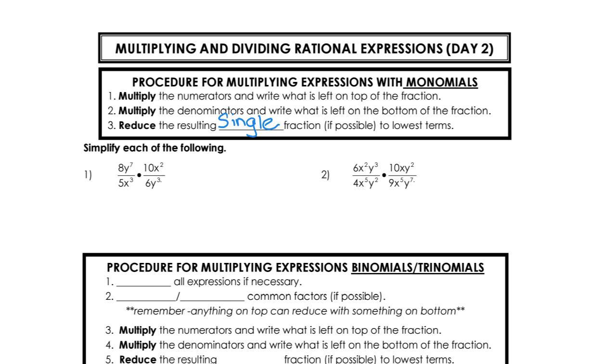All right. You can also do something called cross-reducing. If you can reduce along the diagonal crosses, that is also allowable. But I find that it's easier to follow these steps. So remember that when you are multiplying two fractions together, you go across the top and you go across the bottom and you get your answer.